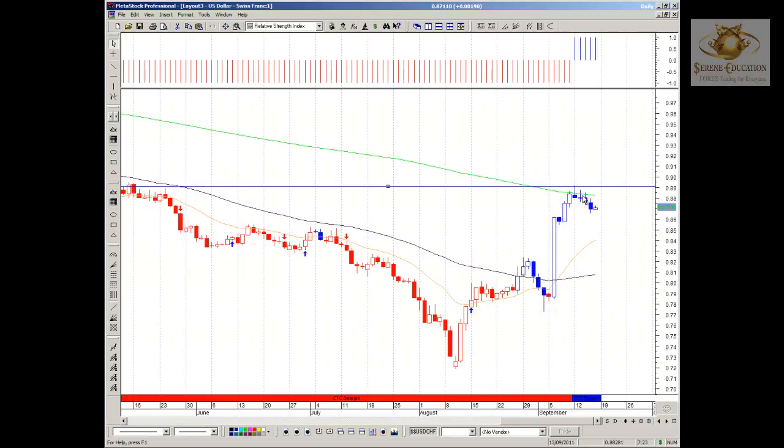We saw some hammers, dojis, and this one over here, a little bearish engulfing, a little morning star pattern, not the best, but indecisive, plus the indecision at that level there.